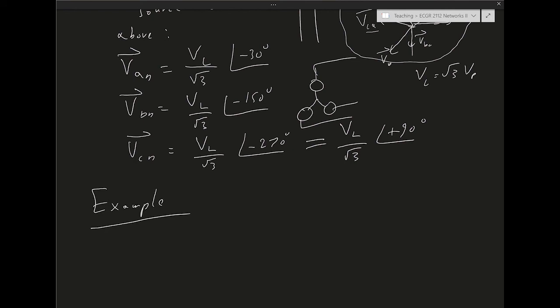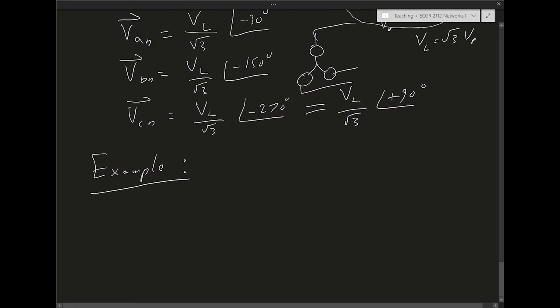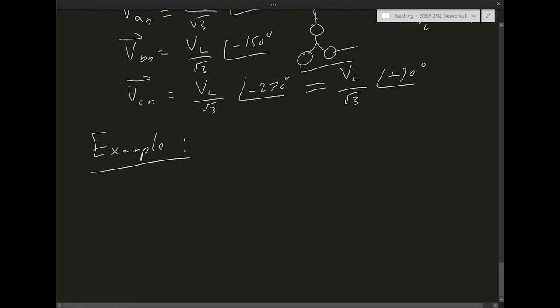Okay, let's do this example. As we said, I want to do an example of a delta connected source. So let's see, I have a voltage source like this. This is 208 at minus 240 degrees.